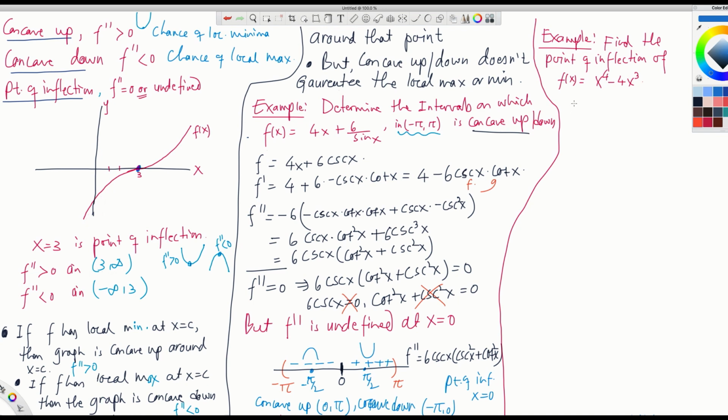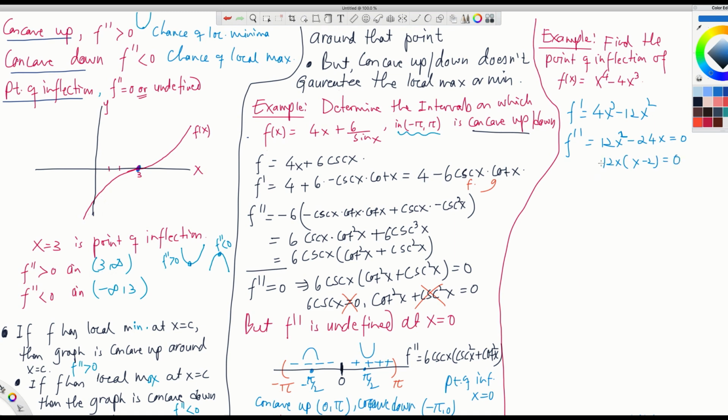Okay, so what is f prime? It is 4x cubed minus 12x squared. F double prime is 12x squared minus 24x. There is no x value that gives you f double prime undefined, because everything is in the numerator. It is a polynomial, right? So it is defined everywhere. So if you set that equal to 0, I will take 12x out, x minus 2 equals 0, right?